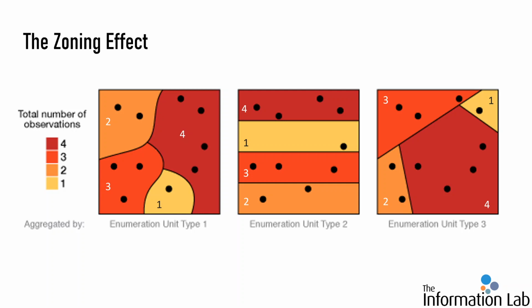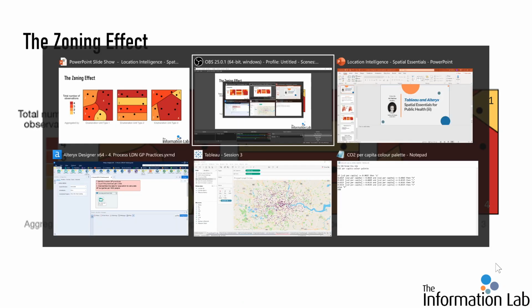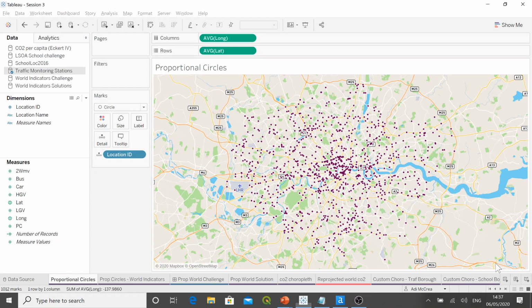So with that in mind, let's actually draw some maps. I'm going to open up Tableau here, and I've got data that I've been using throughout this Spatial Essentials course, and I've got that open, the traffic monitoring stations data. If you need a second to open your own version of Tableau and get the data ready to follow along, feel free to hit pause on this recording, and jump back in when you're ready.